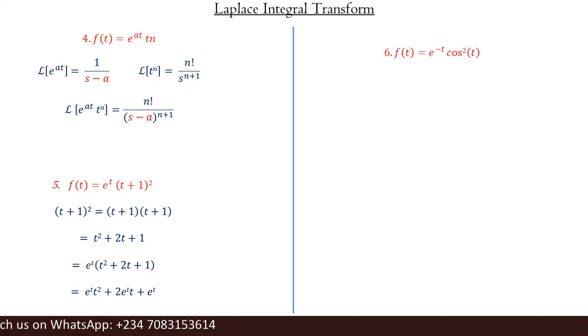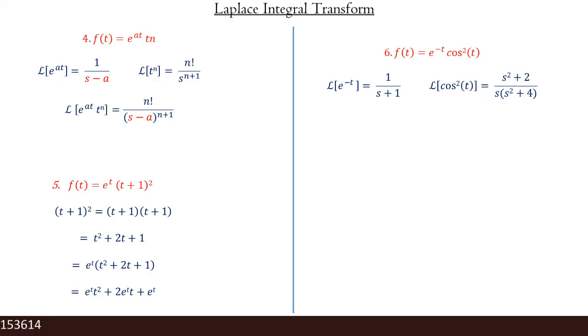Number 6, we have f of t is equal to e raised to the power of minus t cos squared t. Now let's take their individual Laplace transform. The Laplace transform of e raised to the power of minus t is 1 all over s plus 1. Are we together? Yes. Now let's go to the second function, which is cos squared t. What is the Laplace transform of cos squared t?